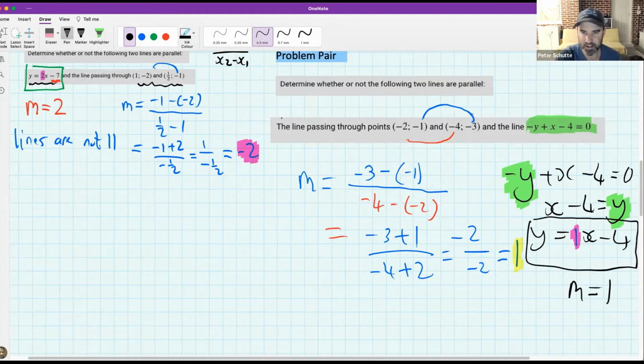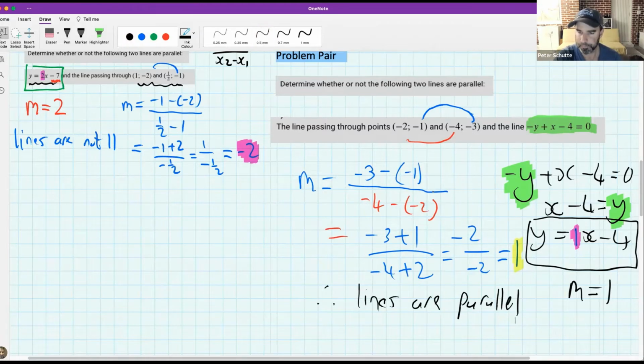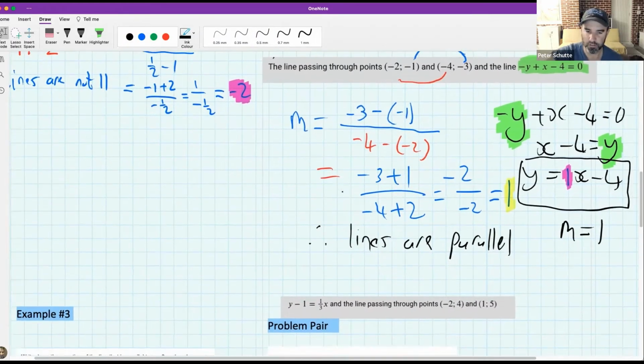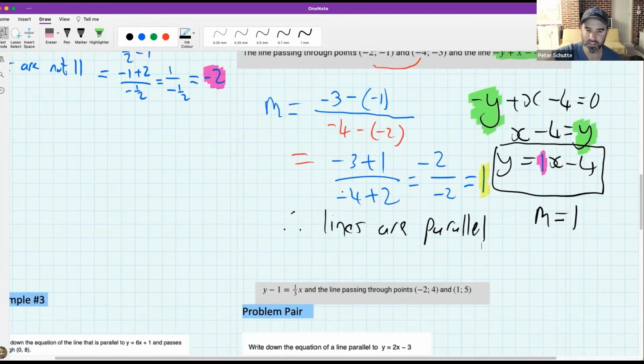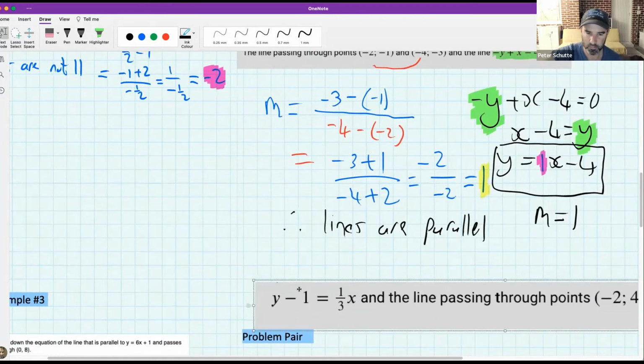Then on this side, I had to use 2 points. So I went -3, -1, and then -4, -2, which is that. And I basically get -2 over -2, which is 1. And so the lines are parallel because the gradients are the same. I feel like we should do just one more of those, just to make sure we can do these.